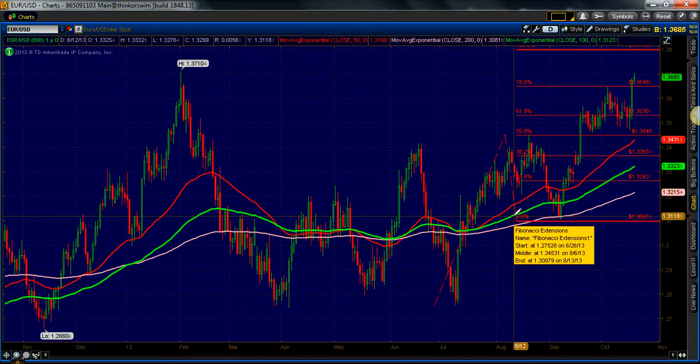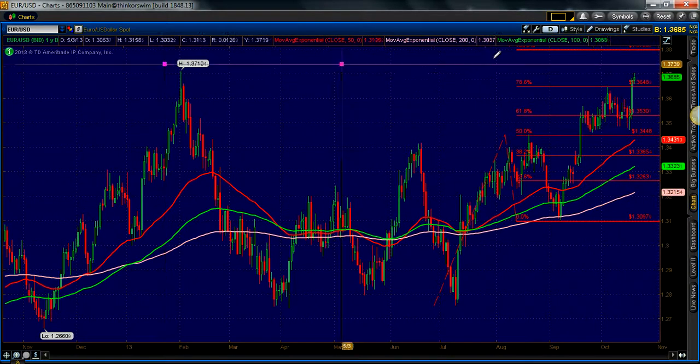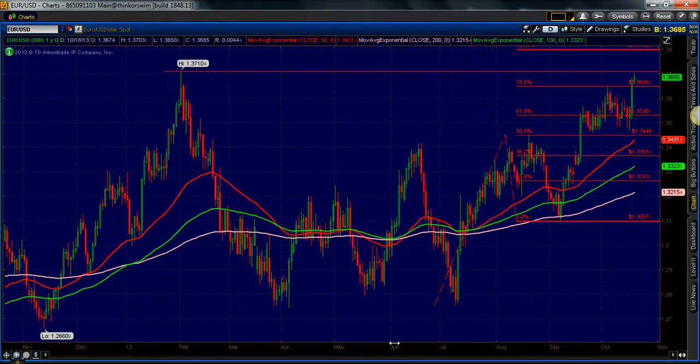Would not be surprised to see Euro Dollar march to 1.38. That would be the level. But in terms of other technical analysis, all right, we're nearing this double top. Moving averages, all right, we're starting to put some significant distance between the 50, 100, 200-day EMA. Is always something to note.